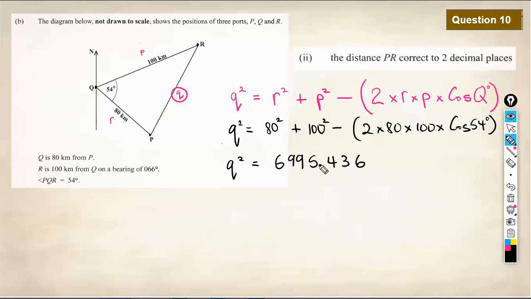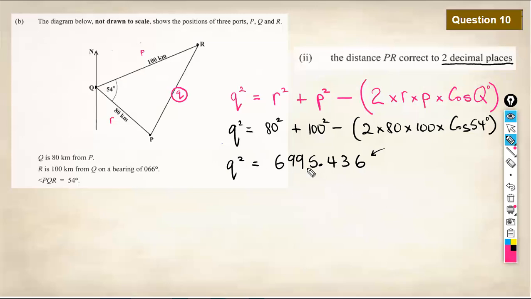6995.436. Now, remember, if my final answer needs to be to 2 decimal places, I must do my work to 1 more decimal place. In other words, 3 decimal places. And only when I get my final answer, then you round off to 2. The examiner will be looking for that.